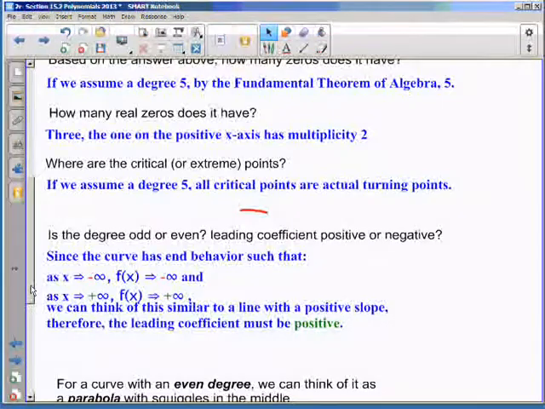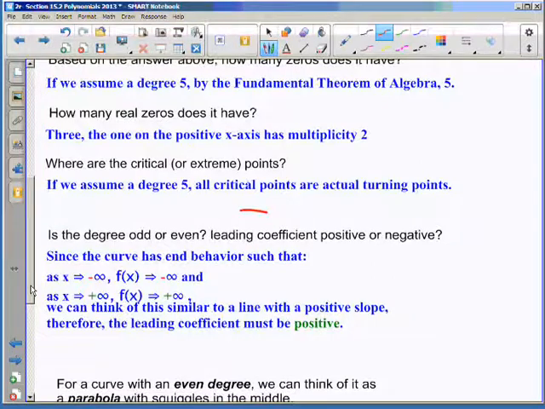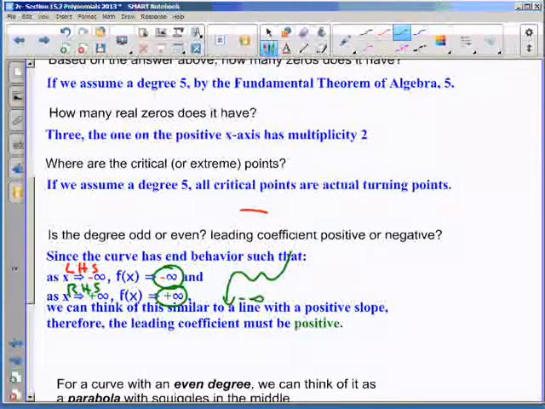Well, since the curve is end behavior that shows, and this is a notation thing, just think of x approaching negative infinity as the left-hand side and x approaching positive infinity as way over on the right-hand side. So on the left-hand side, our function was down at negative infinity, and on the right side it was up at positive infinity. So it looked something like this, where it went down to negative infinity on the left and up to positive infinity on the right.